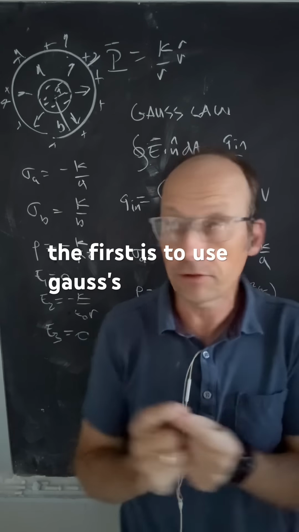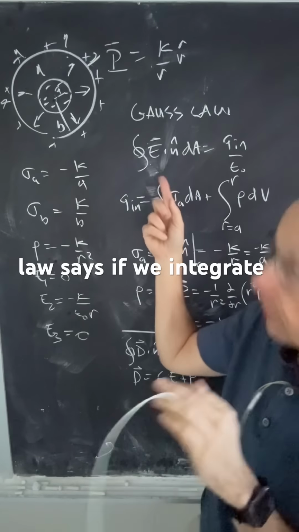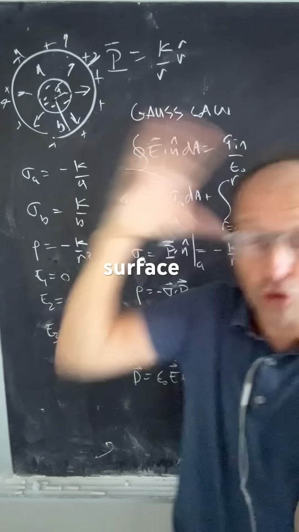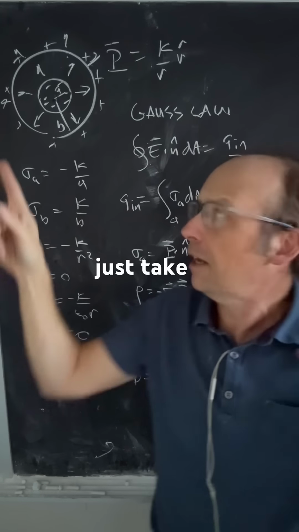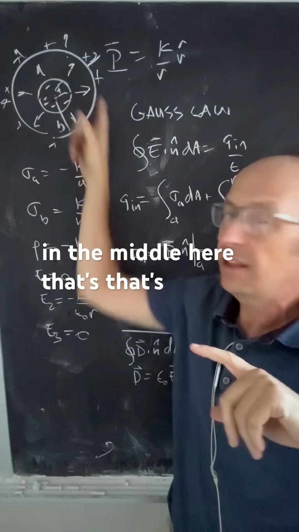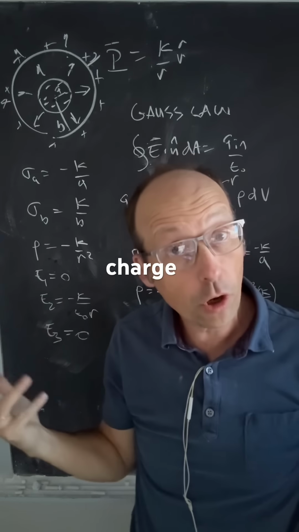The first is to use Gauss's law. Of course, Gauss's law says if we integrate the electric field over some surface, that's the total charge inside of that surface. Now, let's just take this region in the middle here. That's the part that's complicated. What charge would be inside of there?